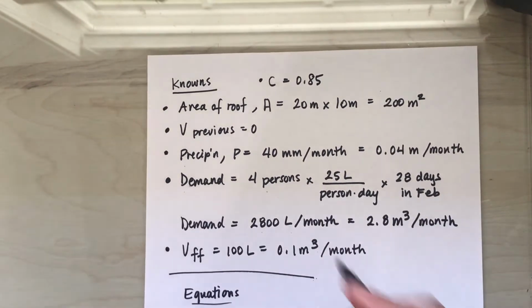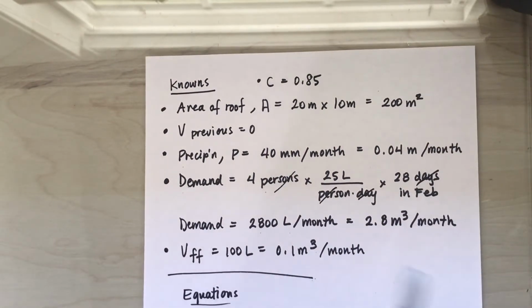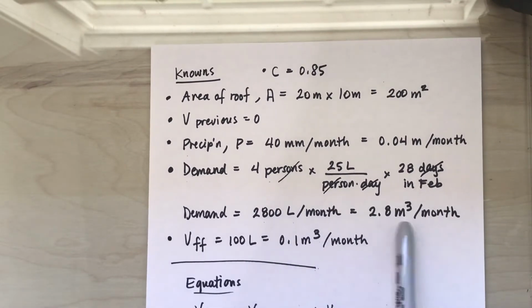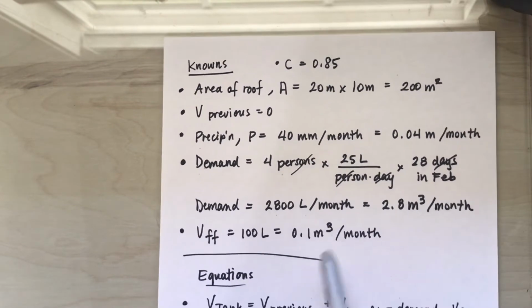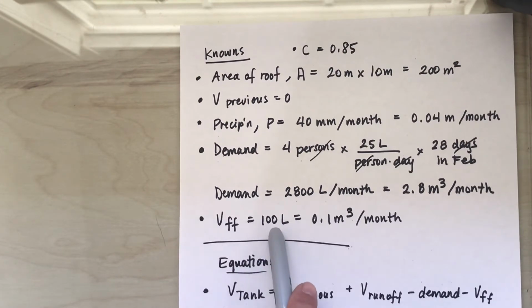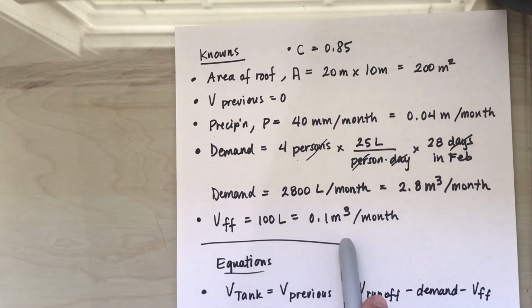Okay, so persons cancel out, days cancel out, so we get that the demand is 2,800 liters per month, or 2.8 meters cubed. Remember, there's 1,000 liters in a cubic meter. And the volume of the first flush, that dirty water that we want to get rid of, is 100 liters or 0.1 cubic meter. Again, 1,000 liters in a meter cubed.